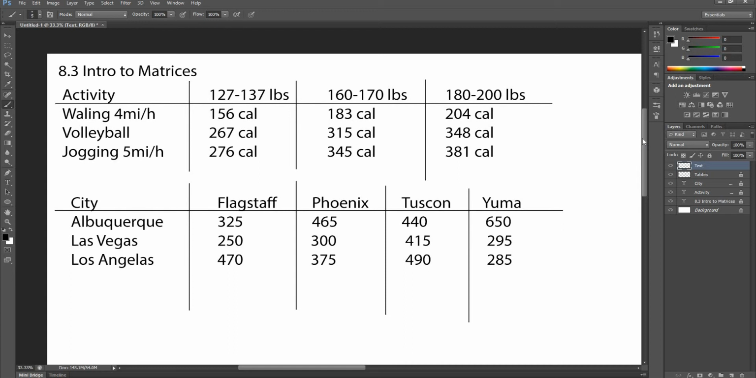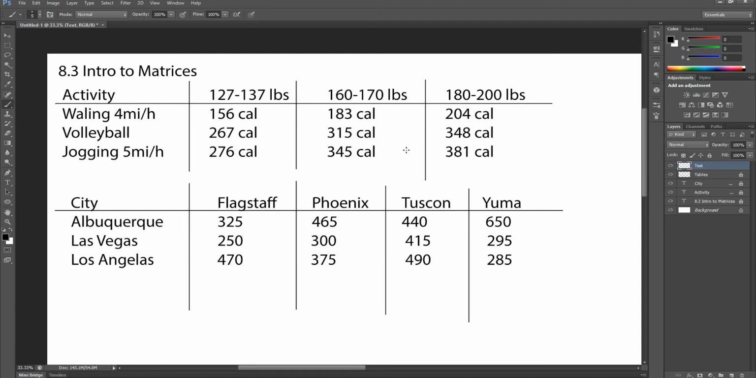So for today, we are looking at matrices. We are going to be continuing what we've been doing in 8.1 and 8.2, but in a new format. The reason for using matrices is that sometimes data is better shown in a tabular format.